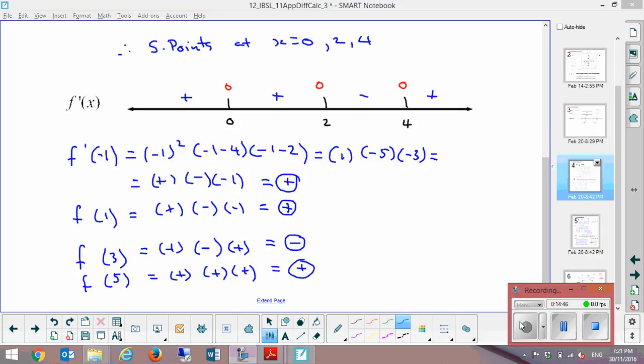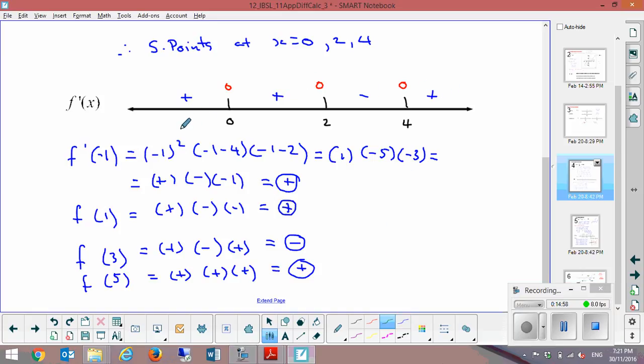All right, how did you go with that? Hopefully you've picked some points in each region, and we came up with a positive here and a positive in between this region, a negative and a positive. So let's now think what that means. Positive gradient means it's going up. Then we're going across at a horizontal at our stationary point. Then it's going up again. Now we're getting a stationary point, and now it's starting to go down again. Hits a stationary point, going up again.